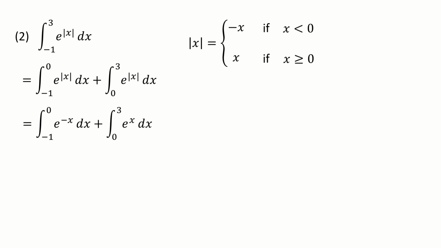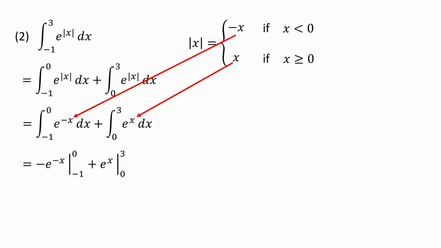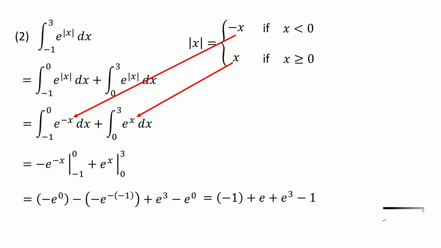For the first term, since x goes from -1 to 0, x takes negative values, so we can replace the absolute x by negative x. For the second term, x goes from 0 to 3, so x always takes positive values. So we replace the absolute x with x. Next, we just integrate it, plug in numbers, and simplify it. So here is our final answer.